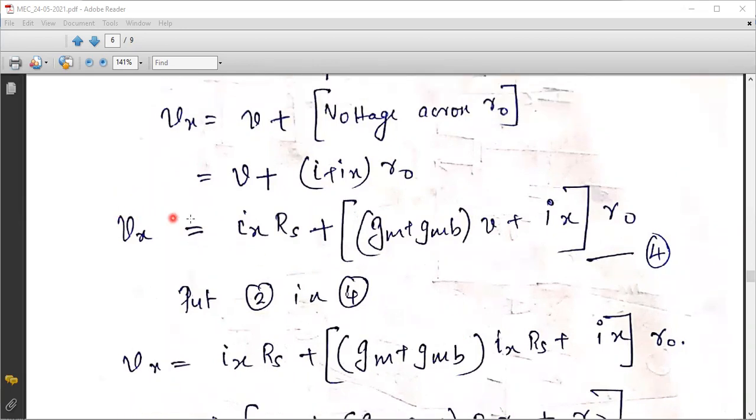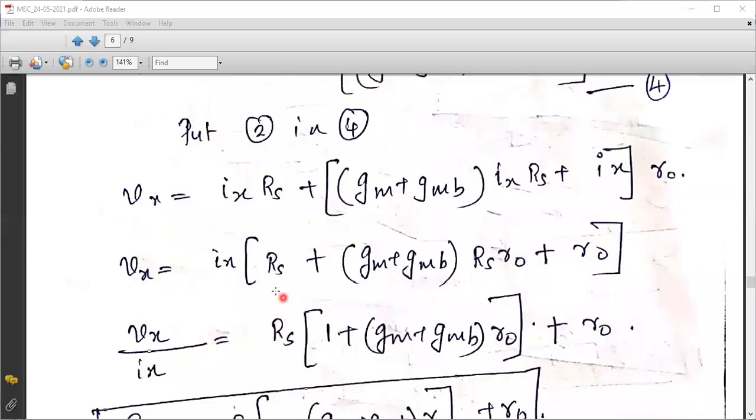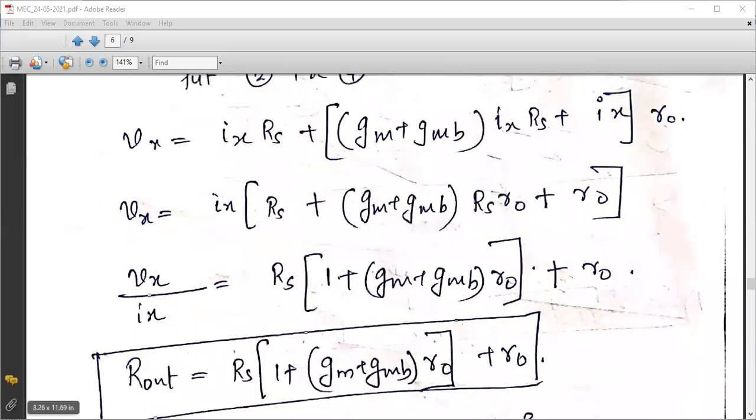Clear? Just after applying KVL to the output loop, you need to replace V in terms of Ix, so that all the terms will be in terms of Ix. This is in Ix, this is also in Ix, and this can also be in Ix when you substitute V as Ix into Rs. So take Ix common and find the ratio. In the first two terms, Rs is common, so take Rs outside and finalize the equation. This is your output resistance Rout. That is the method of finding your output resistance.